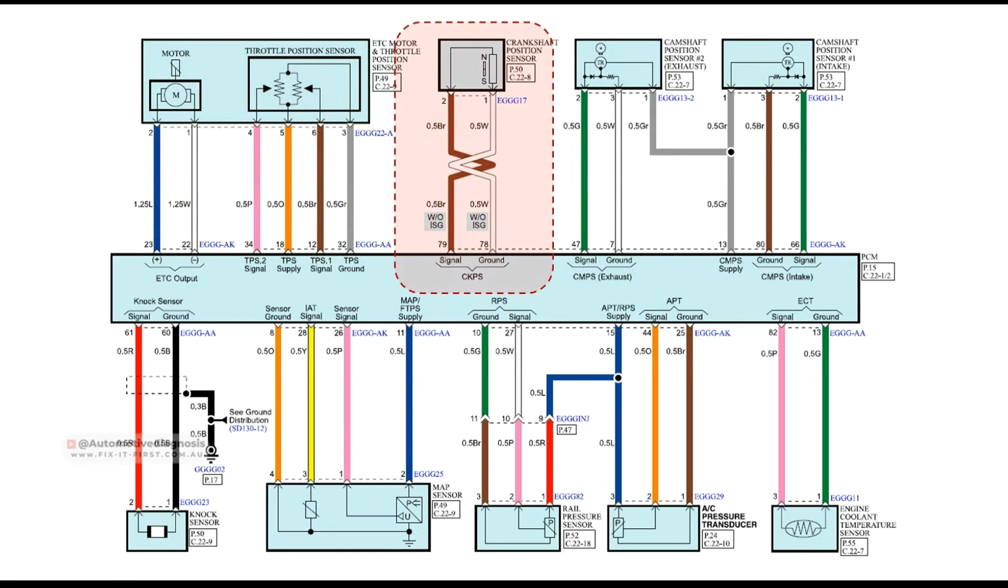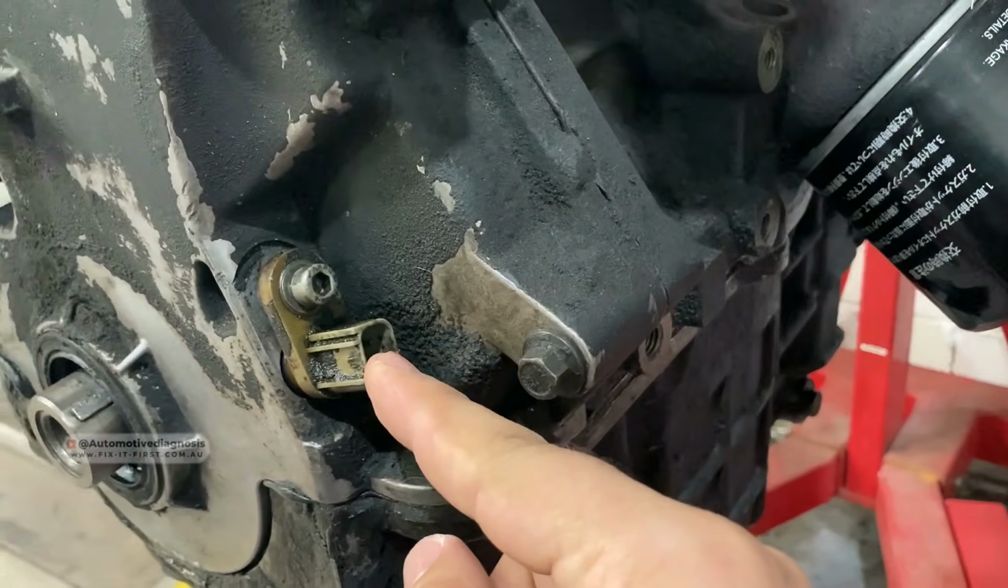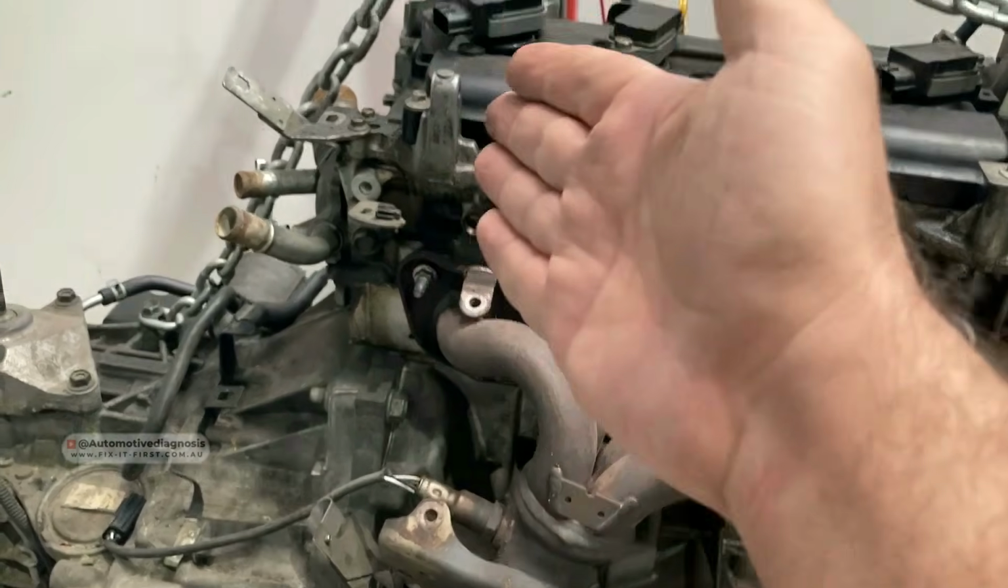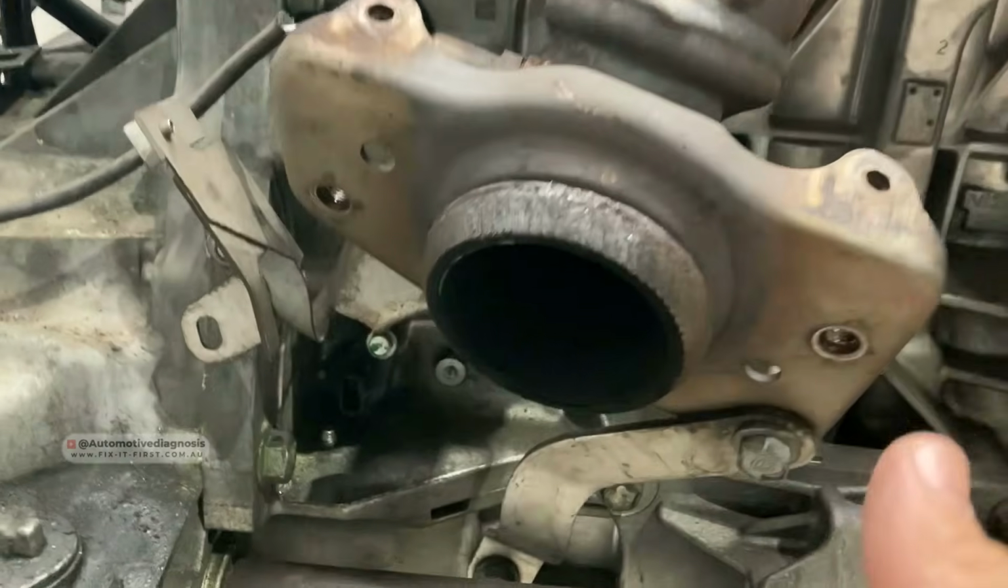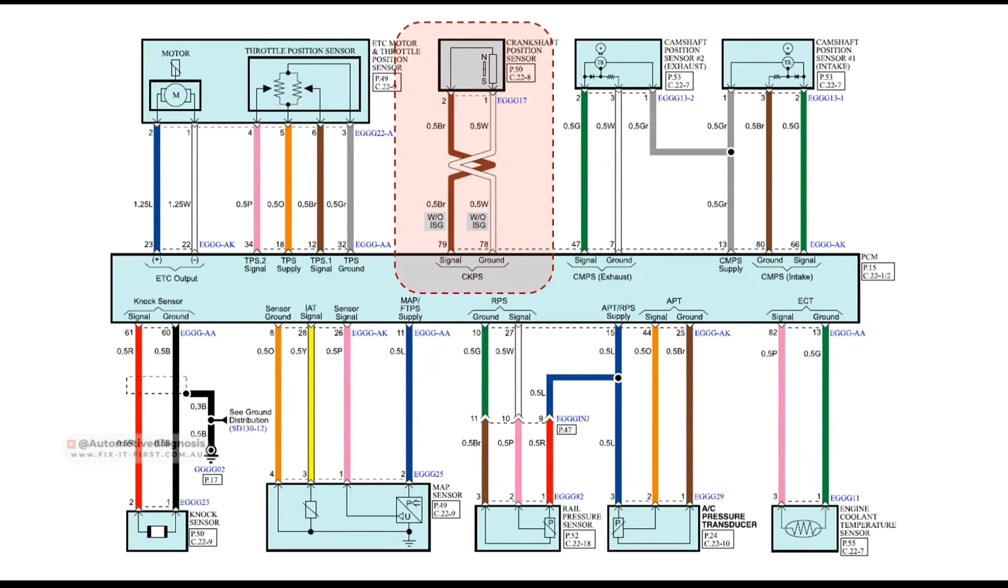But one of the most important sensors for the engine operation is the crankshaft position sensor. This sensor could be located at the front side of the engine or at the rear side of the engine. So anytime that you have any issue with this sensor, the first thing is to locate the sensor to see if it is at the front or at the rear side. This sensor is going to detect the position of the crankshaft, and because we have only one crankshaft, we have only one crankshaft position sensor as well.